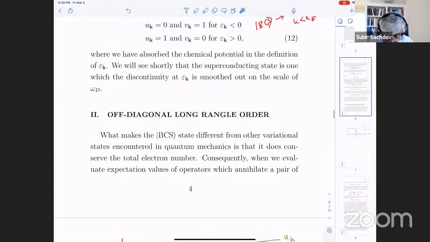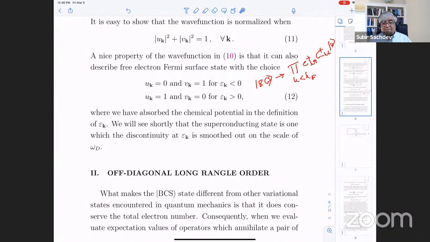Okay. So now, this wave function, however, has some remarkable properties. And it took a while for people to fully understand what they were. I don't think BCS probably understood them, but especially there was a paper by Anderson, which clarified many of the features of the BCS wave function.